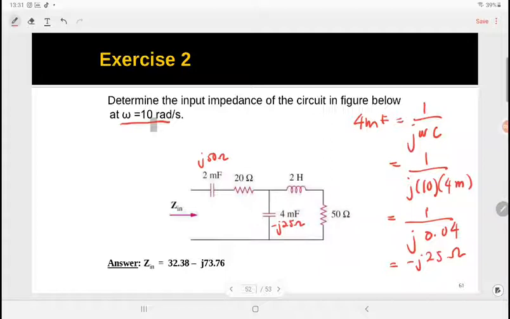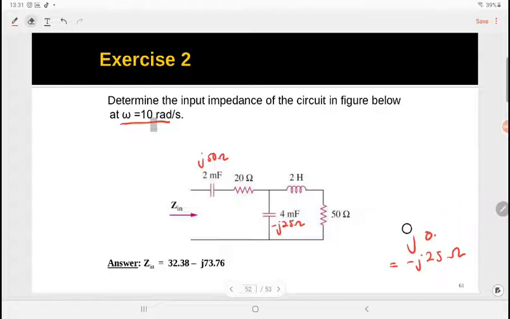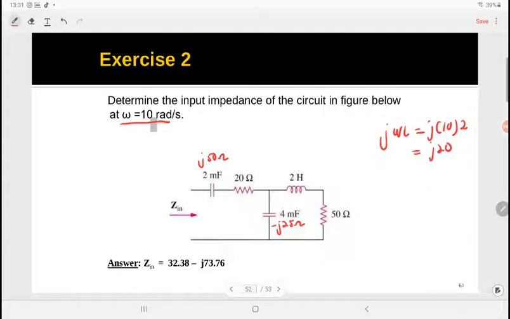And then next you have 2 Henry. How do we get the phasor form of 2 Henry? Because it is an inductor, we use the formula j omega L. Omega is 10, and L is 2. Therefore for 2 Henry, the phasor form is j20, so the impedance is j20 ohm.